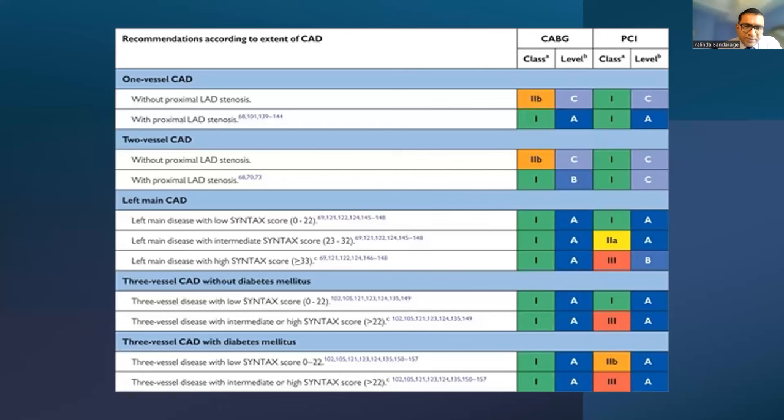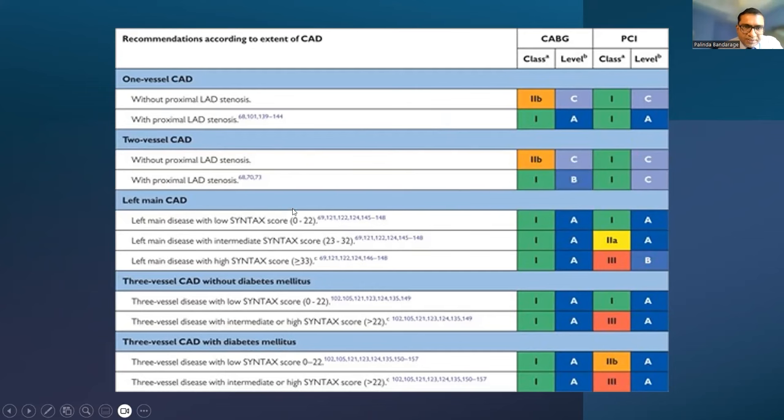Recently you'd have heard about the EXCEL trial, which was the most recent and had a bit of a discussion going on. I wouldn't waste time on technical details, but this is the ESC guideline, and there you will see that if it's a single vessel disease, the best option would be PCI by the cardiologist. But if the LAD is involved, there's still a place for CABG. And when it comes to two vessel disease, again PCI will be a good option unless there's a critical involvement of the LAD, where CABG is indicated with class one evidence.